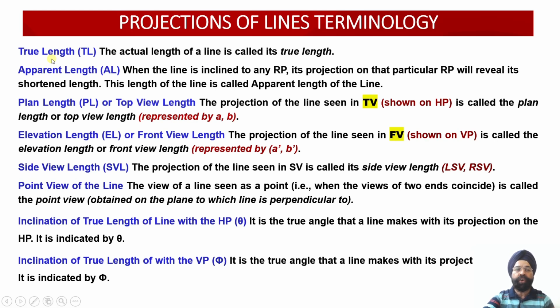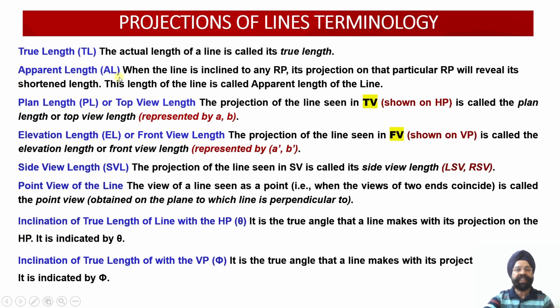The true length of the line will be visible on the horizontal plane or the vertical plane as projections when the line happens to be parallel to either the horizontal plane or the vertical plane. So we need to remember that the true length of the line will be obtained on any given reference plane, that is HP or VP, when the line happens to be parallel to either HP or VP or both of them.